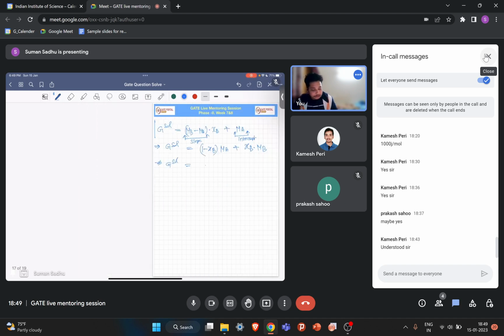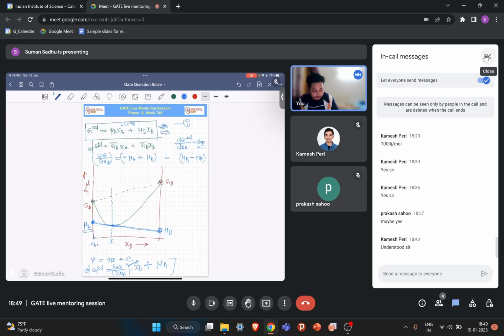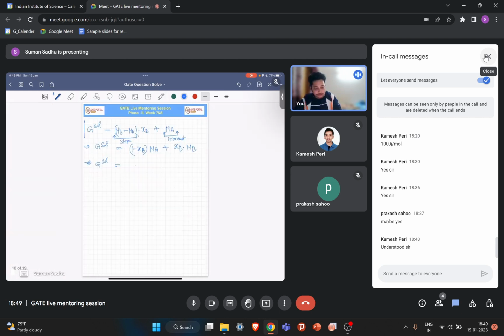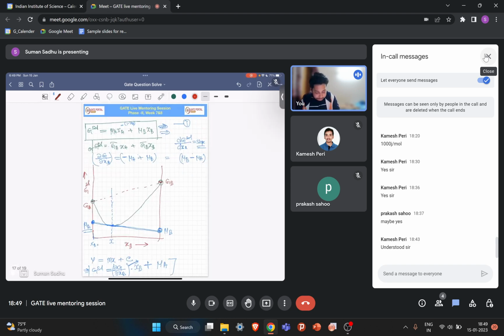We are just writing this equation in a linear form. When we write it in linear form, we get that our intercept is mu a and slope is mu b minus mu a. So when this line intersects here at the pure A side, the value of the intercept is mu a. That's why this point is mu a.